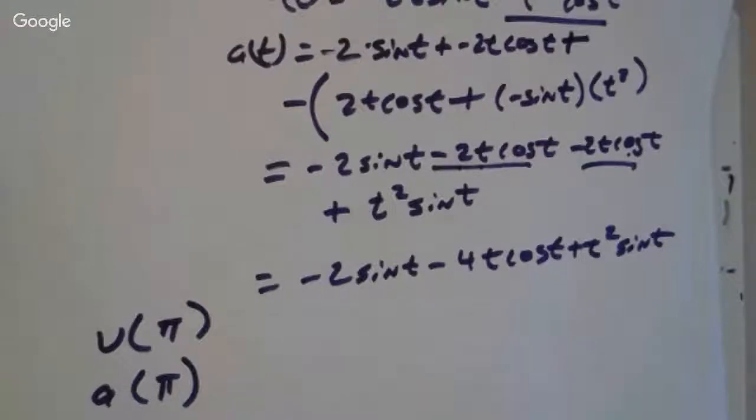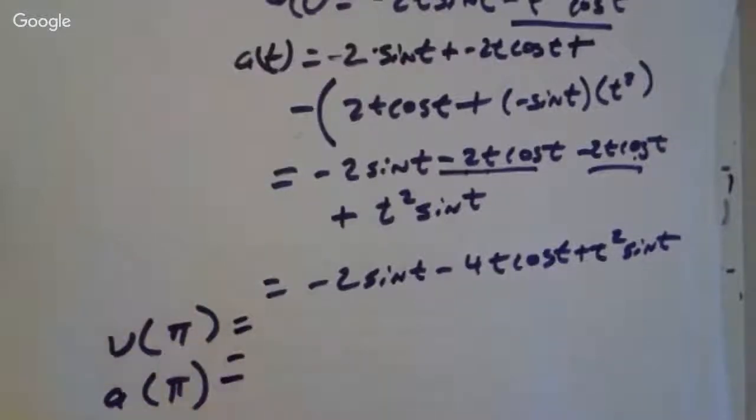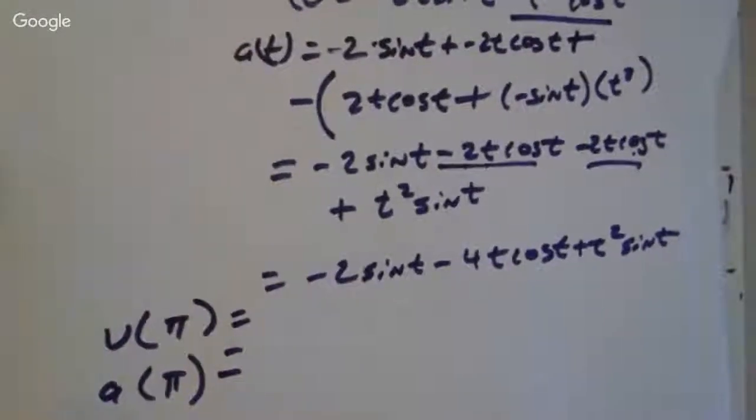Good news. What's cosine of pi? -1. What's sine of pi? 0. So anywhere there's a sine, it just goes away. That's why it's nice. With pi over 6, nothing would go away. It'd be ugly.